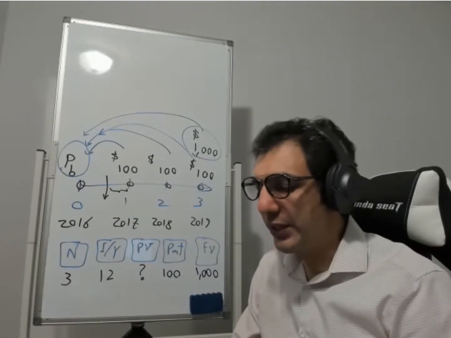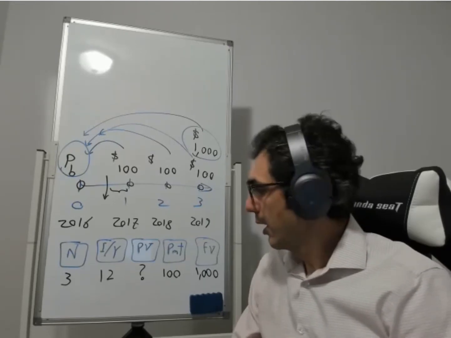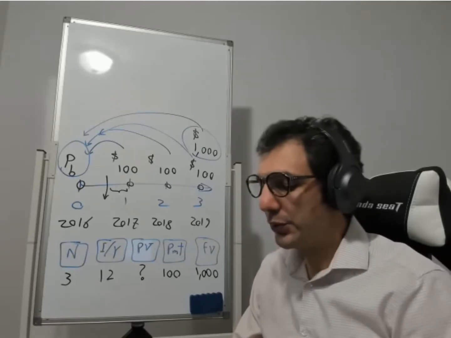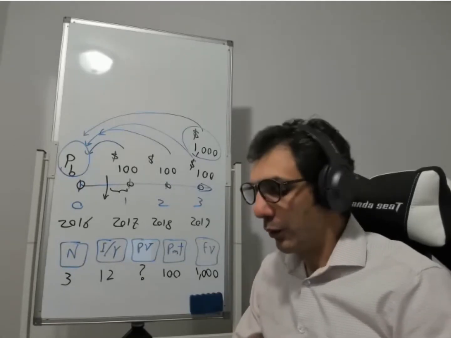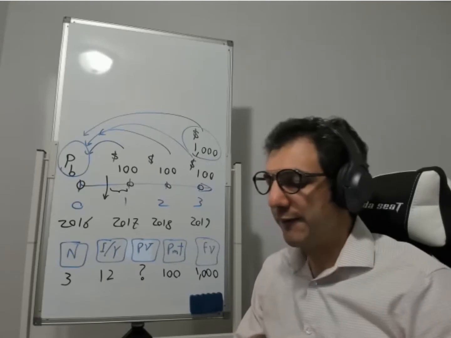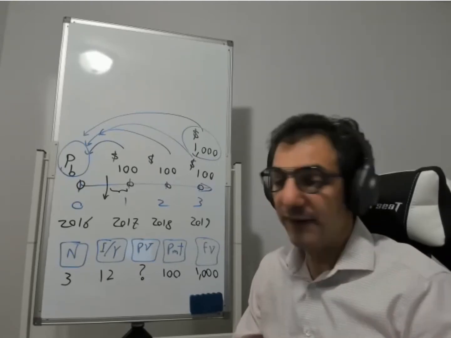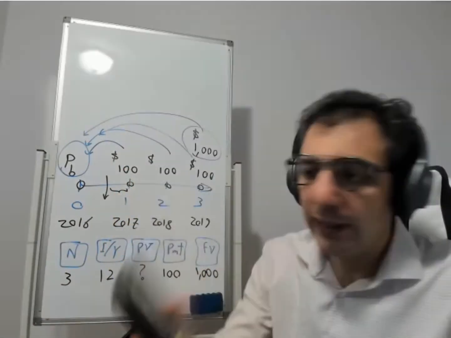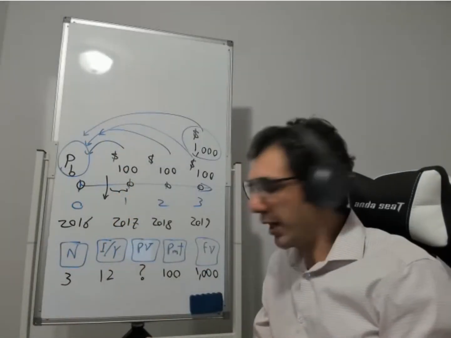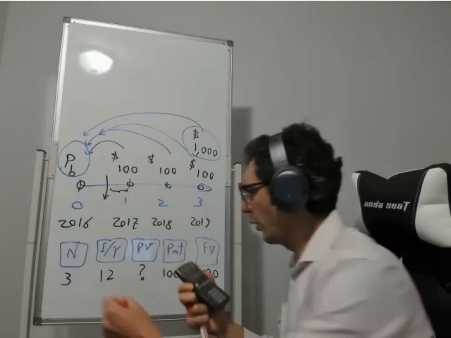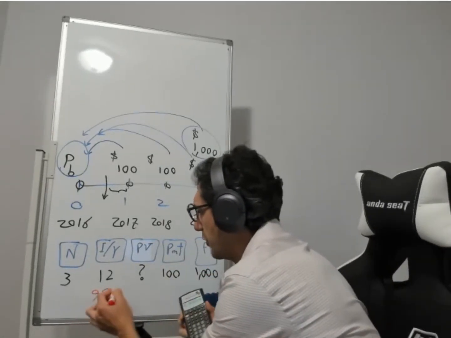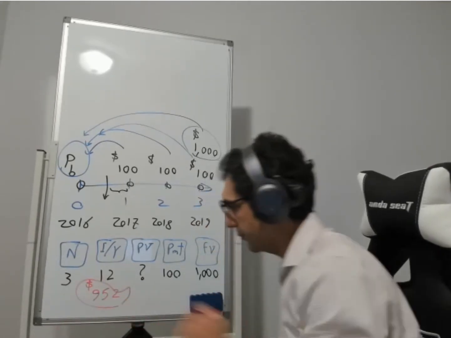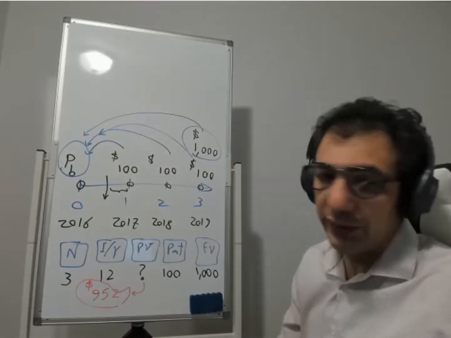So 3N, 12I, PMT 100, and 1,000 is your future value. You are computing the present value. So when you compute the present value, and you're using your calculator, you get a negative number of $951, almost $952. So that's actually your present value, $952.